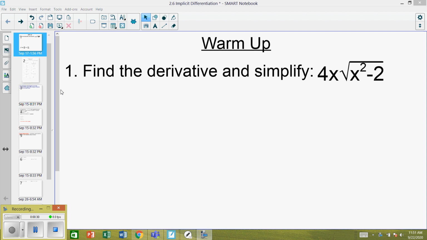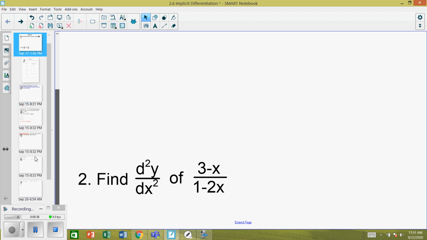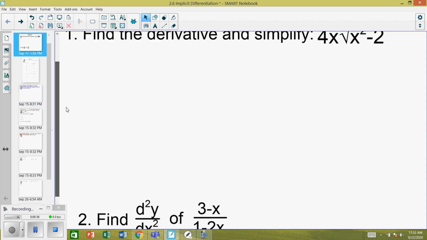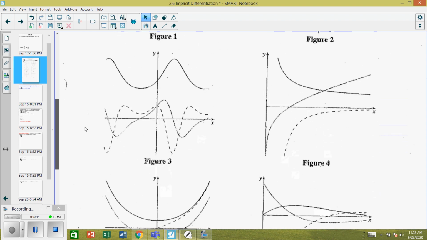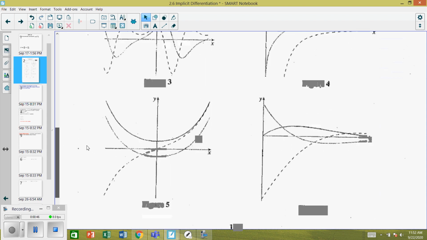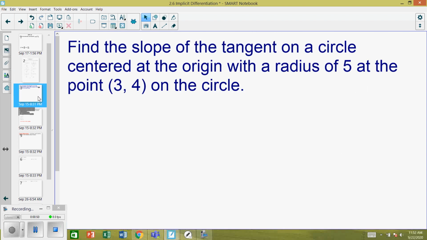Okay, so I got a little bit of a warm up here, just reviewing taking the derivative of a specific function, and finding the second derivative here in number 2. We can do those together in class tomorrow. We can also go over this worksheet again tomorrow if you'd like. But again, the answers are in the notes from yesterday. Okay. All right, now jumping into today's stuff.